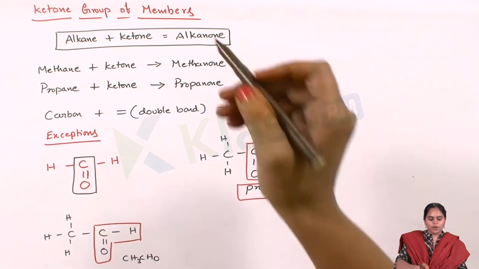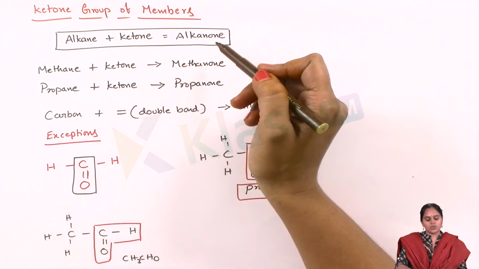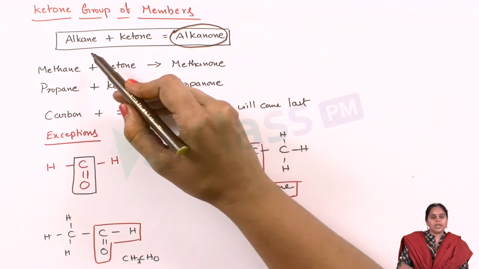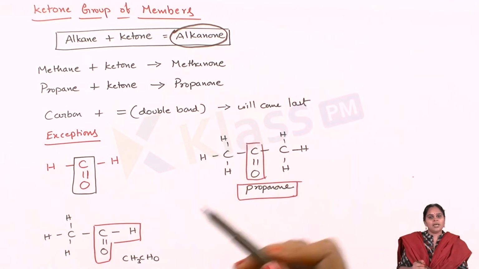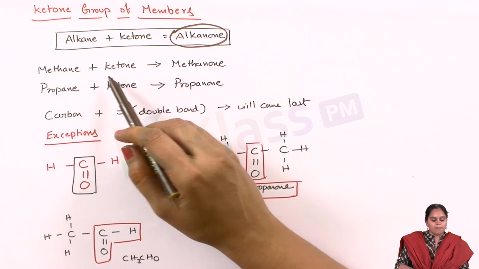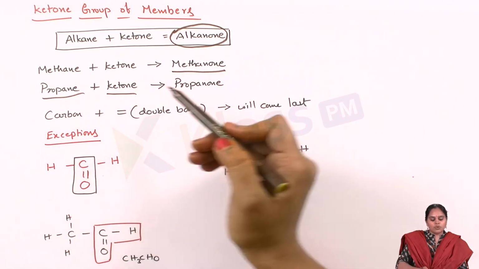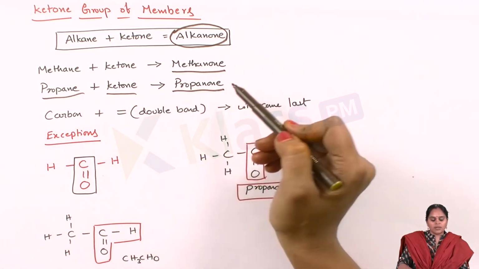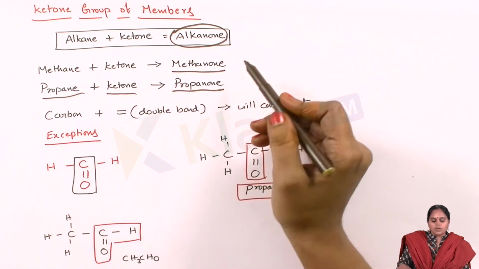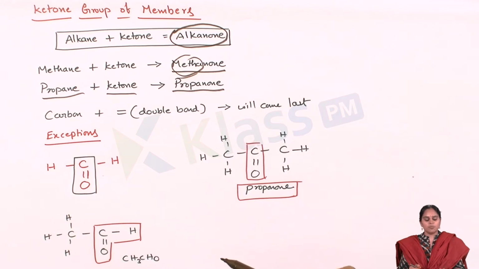Let us come to the ketone group of members. The basic formula is alkane mingled with ketone. Alkane plus ketone is equal to alkanone. What is alkanone? Alkane can be methane, ethane, propane, butane, pentane, hexane, heptane, nonane, and decane. Whatever it may be. So methane plus ketone will give you methanone. And propane and ketone, what will it give you? Propanone. This is the naming convention you have to remember. When alkanes mingle with ketone, you have to specify the member name plus one. Alkane name plus ONE should be added.